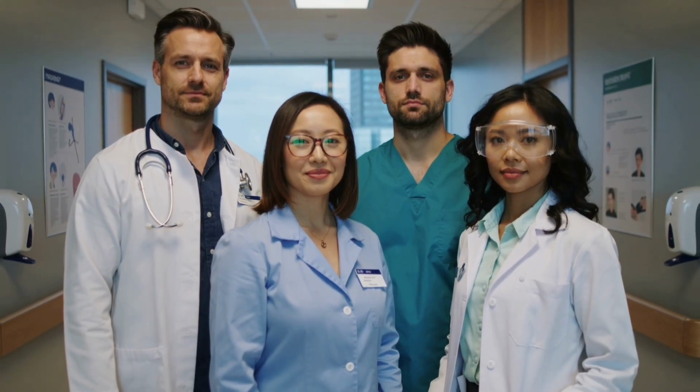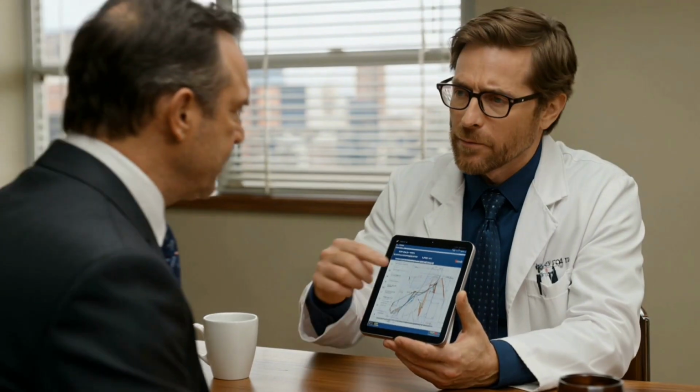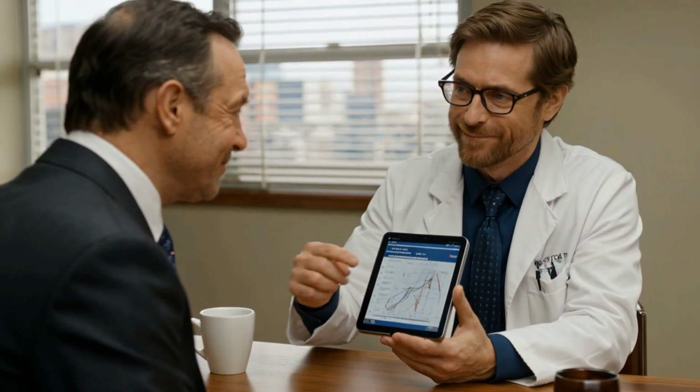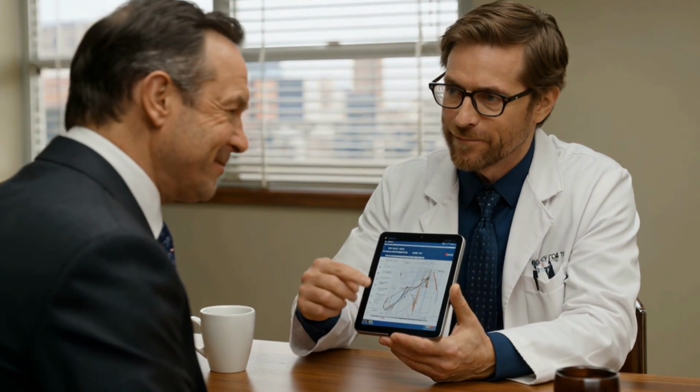Antibiotics treat bacterial infections, not viral ones. This single misunderstanding is responsible for massive drug resistance worldwide. Drug resistance occurs when bacteria learn how to survive drugs meant to kill them, often due to misuse.